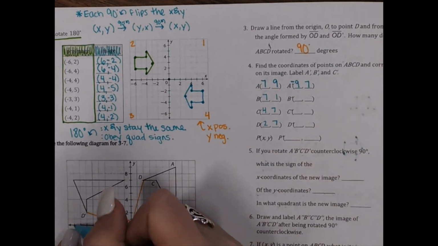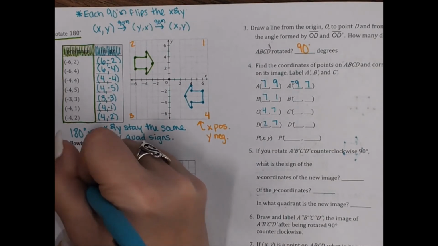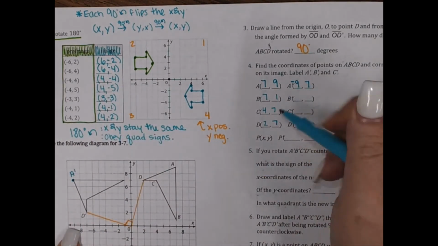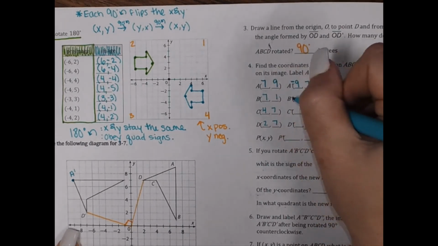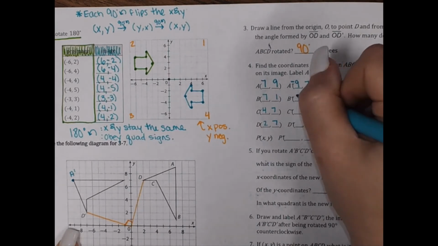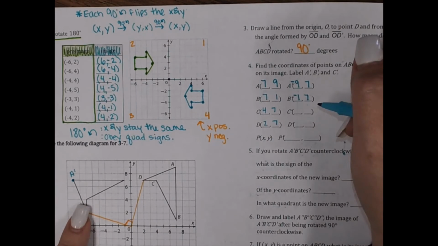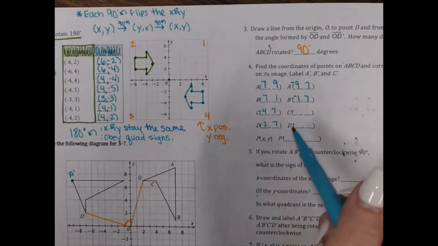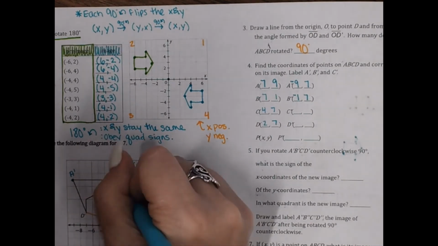Negative 9 and then up to 7. So this is going to be A prime. Same thing for B prime. We want to flip the two coordinates because we rotated 90 degrees. And then we know that the X has to be negative because it's in quadrant 2. So B prime is at negative 1, 7. So negative 1, 7 is going to be this point right here.